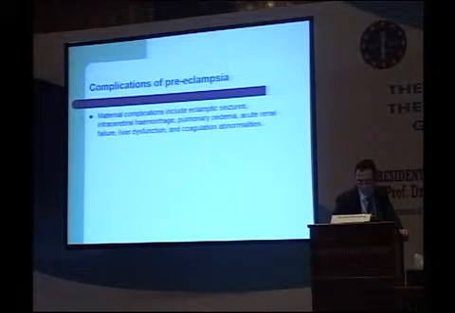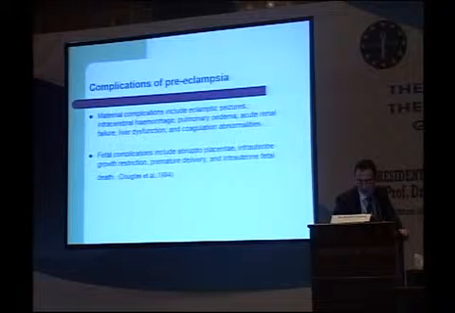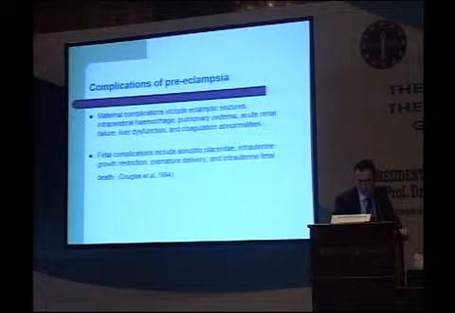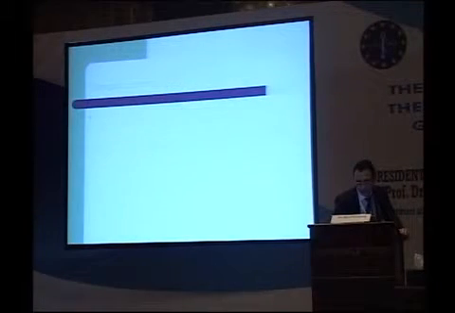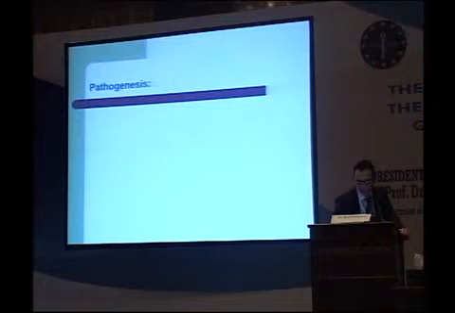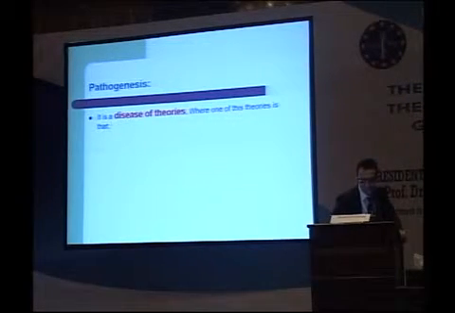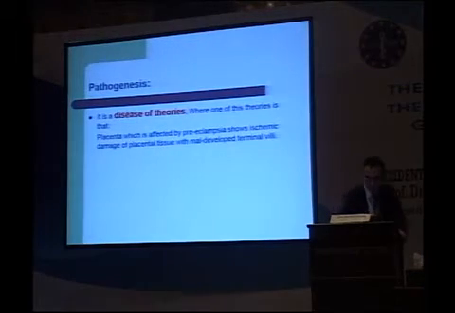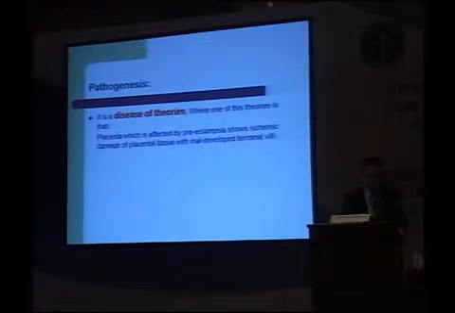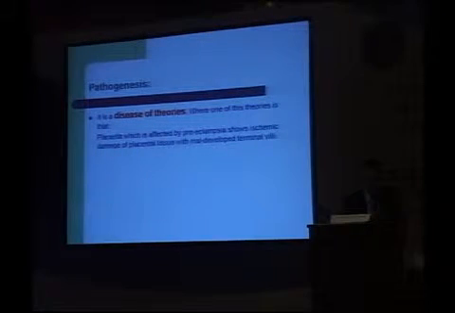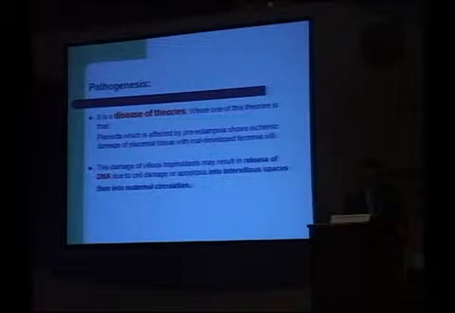The complications include the mother and fetus. Mothers may have eclamptic seizures, intracranial hemorrhage, pulmonary edema, and the fetus may have accidental hemorrhage, intrauterine growth restriction, or even intrauterine fetal death. The pathogenesis of preeclampsia is considered a disease of theories. One of these theories is that the placenta affected by preeclampsia shows ischemic damage with mal-developed terminal villi, which leads to release of DNA into intervillous spaces, which is released into maternal circulation.